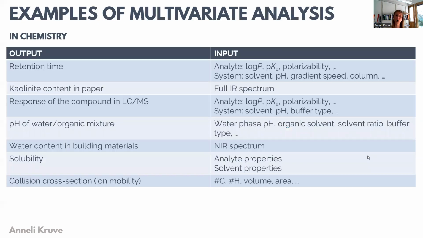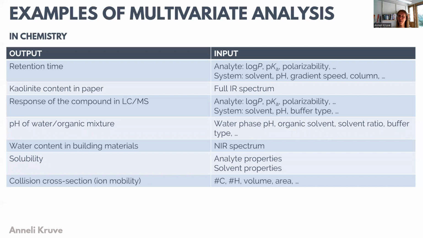So here are some examples where multivariate analysis can come in handy in chemistry, and in analytical chemistry particularly. First of all, retention times, of course. The analyte properties that are related or can be related to retention times are manifold. So we have, of course, polarity, acid-base properties, polarizability, hydrogen bonding, flatness of the structure, and so on and so on.